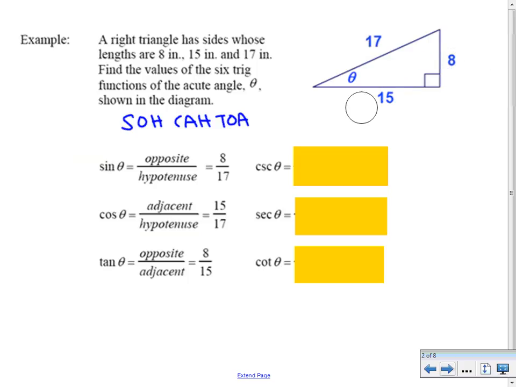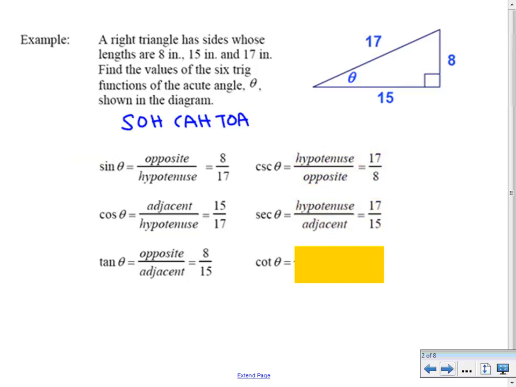Now, the reciprocal functions are just as easy. There's not really a mnemonic for it, but you just remember that cosecant is the reciprocal of sine, so it should be 17/8. Cosine and secant are reciprocals, and cotangent and tangent are reciprocals. No need to memorize a new mnemonic. Just remember that they are always reciprocals of the ones across from each other.